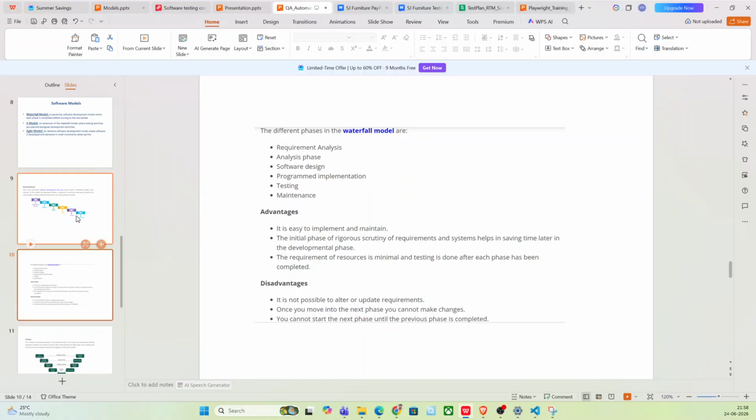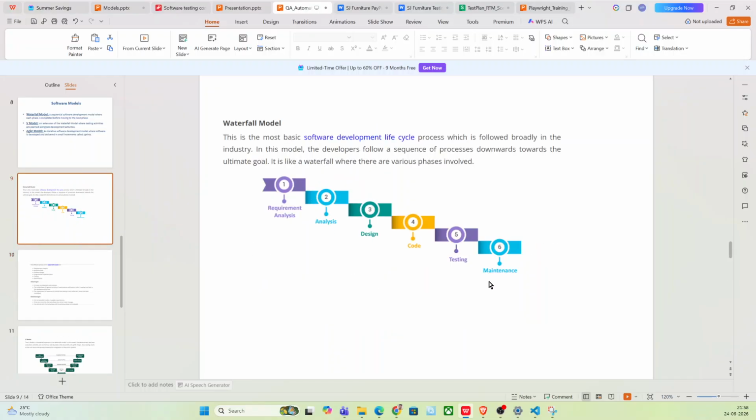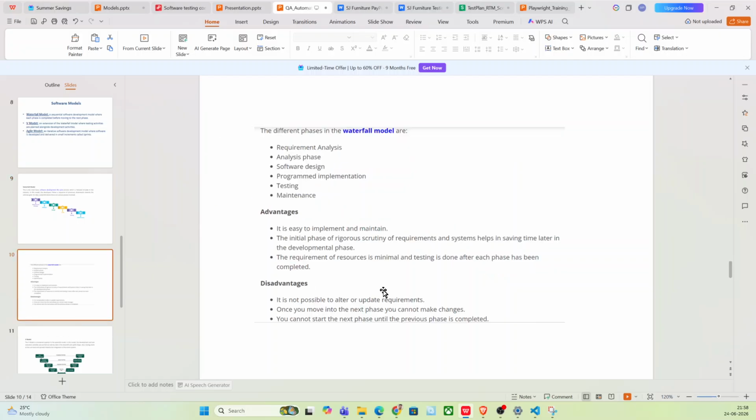And another thing is, if there are any requirements in between, they don't implement them immediately, they don't adopt them until the particular feature they are working on is completed. That's the advantages and disadvantages of the waterfall model. But it's easy to implement.